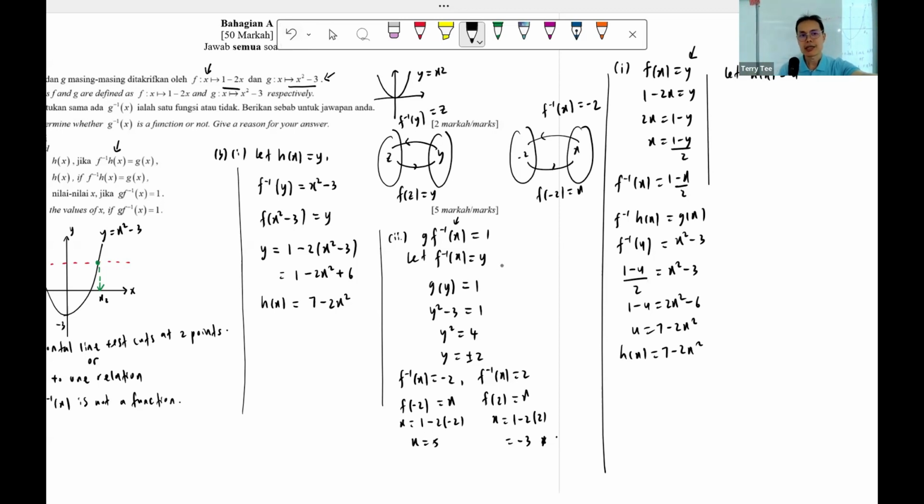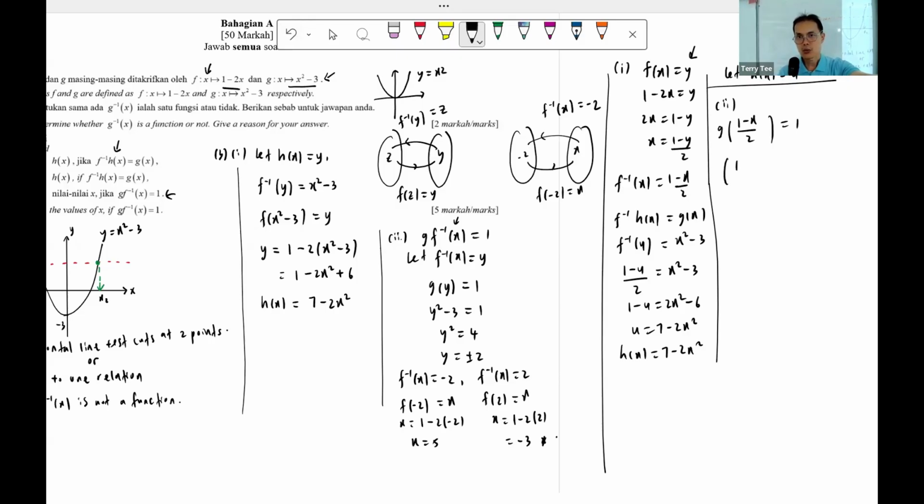Now, what if I want to do part B? Roman 2. Actually, this one belongs to Roman 1, so I just let it be there. The second one, you're finding x given g of f inverse equals 1. The good news is we already know our f inverse. So we can substitute your f inverse, which is 1 minus x over 2, into here. So take this and substitute inside your g.